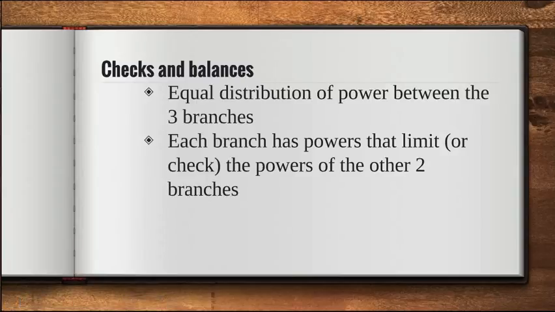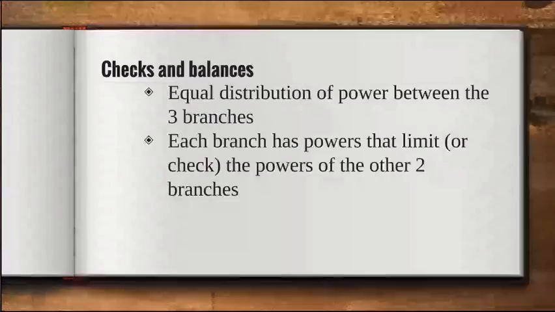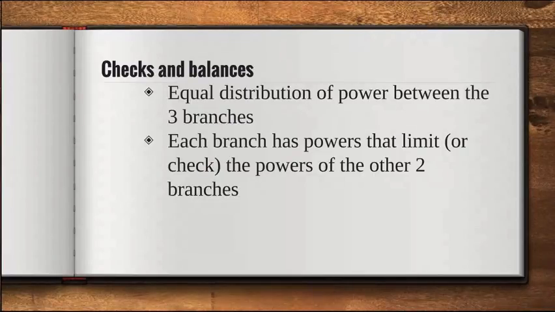The balances part is all about equal distribution of power between the 3 branches. And again, those 3 branches being the executive, the legislative, and the judicial branches, and keeping those 3 branches in balance with one another. Balance is certainly a key theme of the Constitution for sure. The checks piece of that is that each branch has limits on other branches, or each branch gets to check other branches to, again, make sure that one doesn't get too much power.